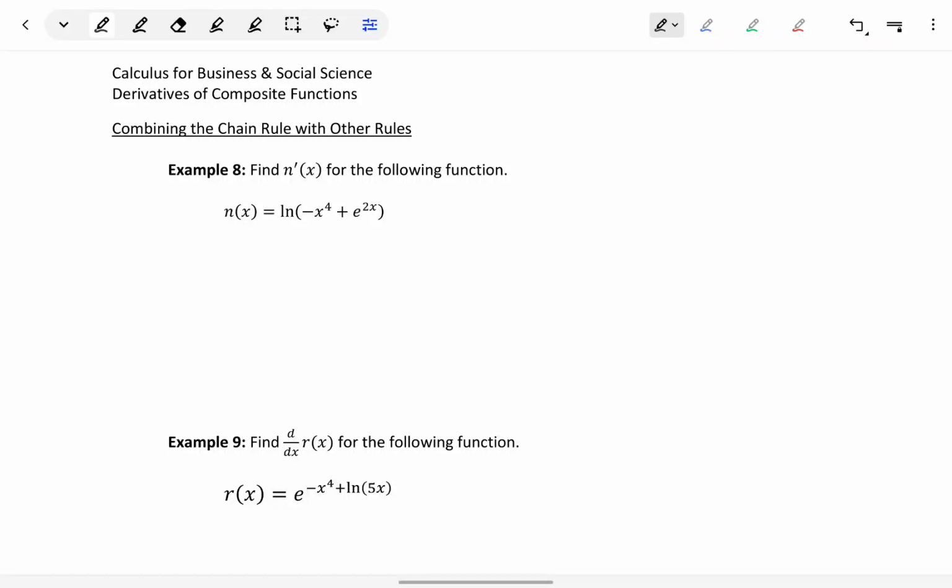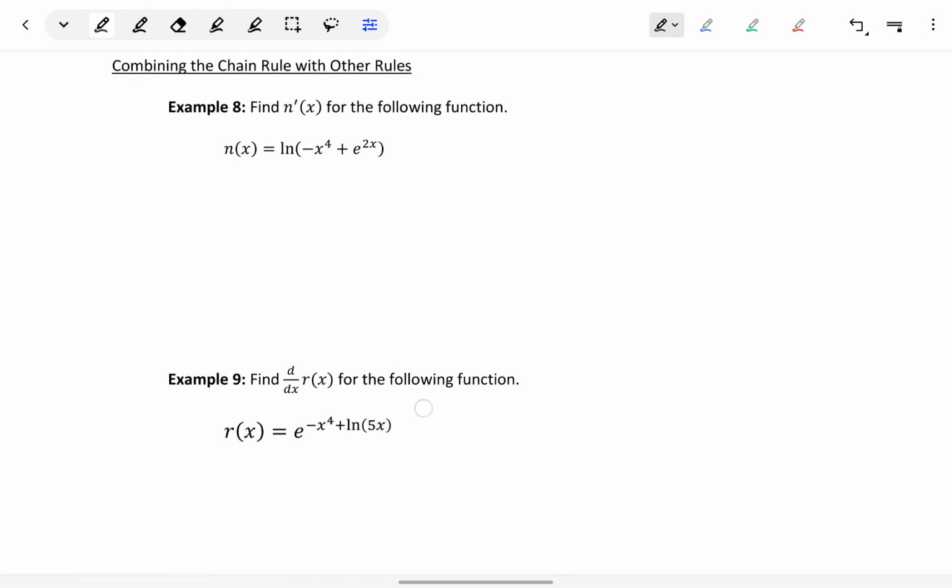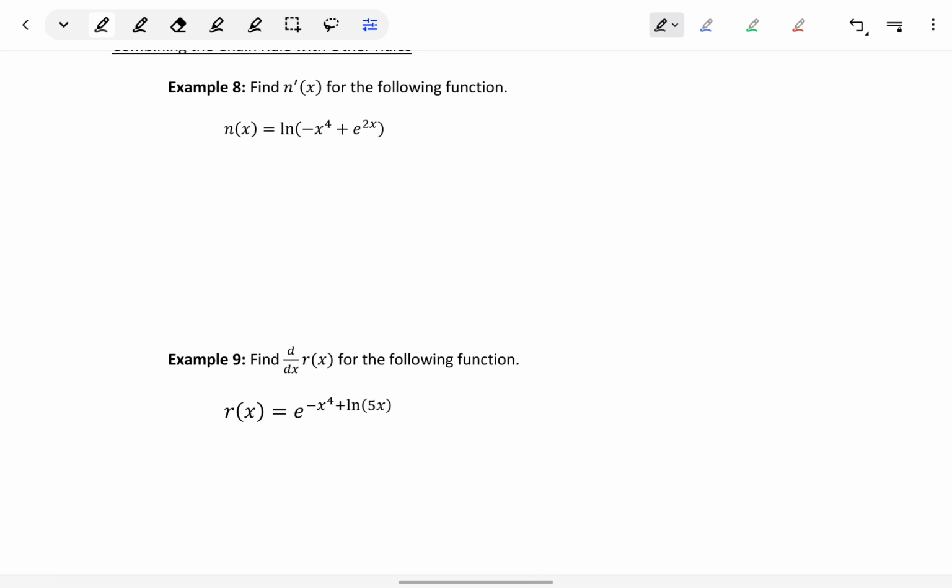Now we have the chain rule, the product rule, the quotient rule, each of which build on our basic differentiation properties to allow us to tackle a wide variety of differentiation cases. Sometimes, though, we have to use those rules in conjunction with one another, and we'll see that happen in a few different examples with 8 through 10.